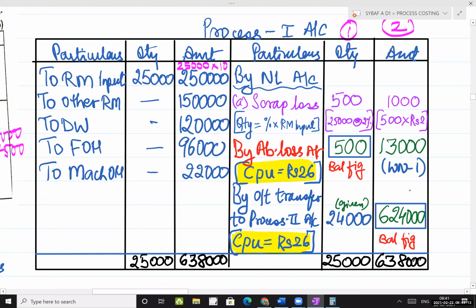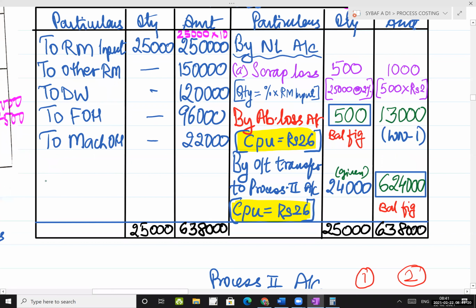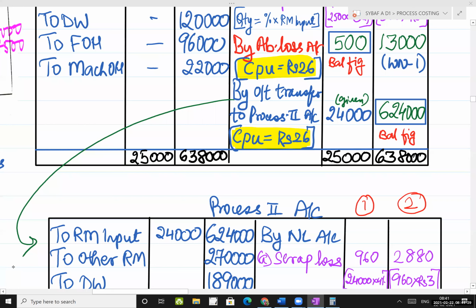Okay, now come to process 2. ठीक है. तो ये जो आउटपुट है ये प्रोसेस 2 के लिए बन गया रॉ मटेरियल. Understood? This I had taught you while doing theory. The output of every process will become input for the next process. ठीक है. So let us now make process 2. Same funda use करना है, same concept, same. पहले debit all the expenses.